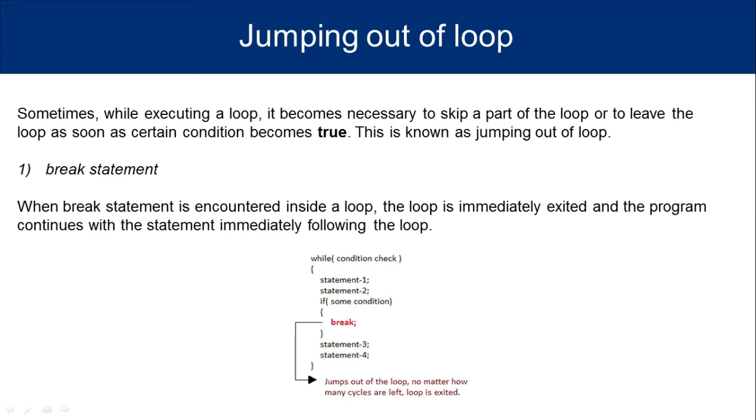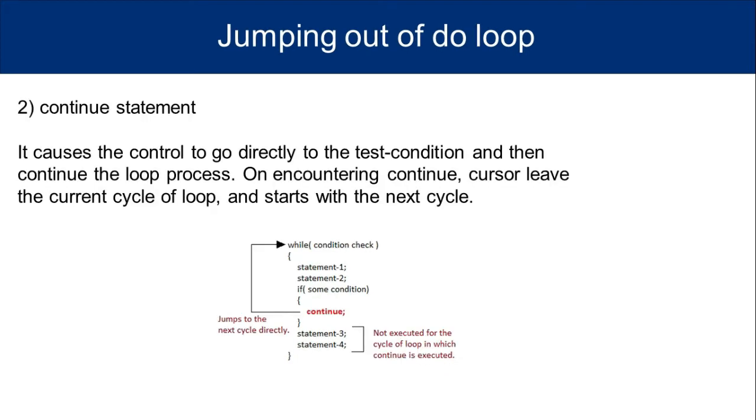Jumping out of loop. Sometimes while executing a loop, it becomes necessary to skip a part of the loop or to leave the loop as soon as a certain condition becomes true. This is known as jumping out of loop. First, break statement. When break statement is encountered inside a loop, the loop is immediately exited and the program continues with the statement immediately following the loop. Second, continue statement. It causes the control to go directly to the test condition and then continue the loop process. When encountering continue, the cursor leaves the current cycle of the loop and starts with the next cycle.